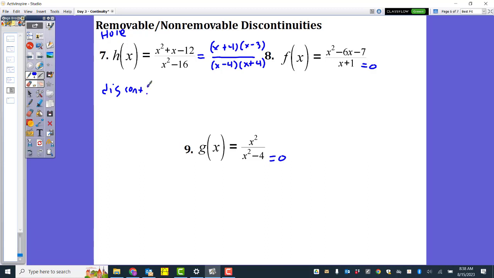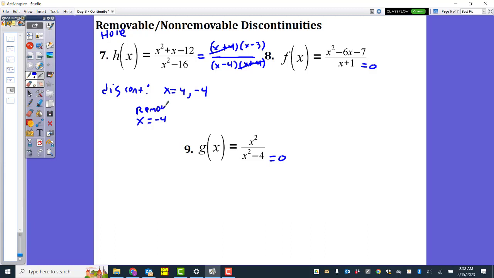I'm just going to put it there. Two discontinuities, x equals 4 and x equals -4. One of those is non-removable, one of those is removable. The removable one is the one that can be canceled out, x plus 4. So x equals -4 is removable.